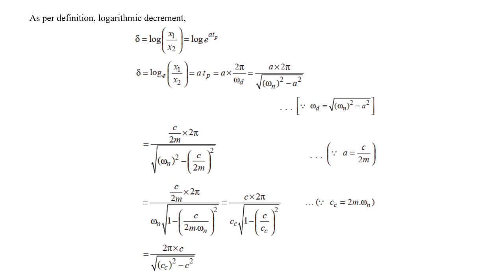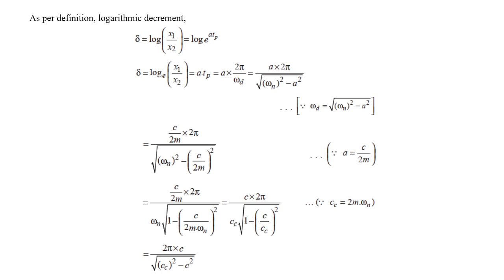What is omega d? It is the circular natural frequency of damped vibration. Omega d is equal to square root of omega n square minus a square. Now putting the value of the constant a as c by twice m, and doing some calculation, we will get delta is equal to twice pi into c divided by square root of cc square minus c square. Pause the video and do the calculation on your own. You will get delta equal to twice pi c upon square root of cc square minus c square. So this is the value of delta, that is, the logarithmic decrement.